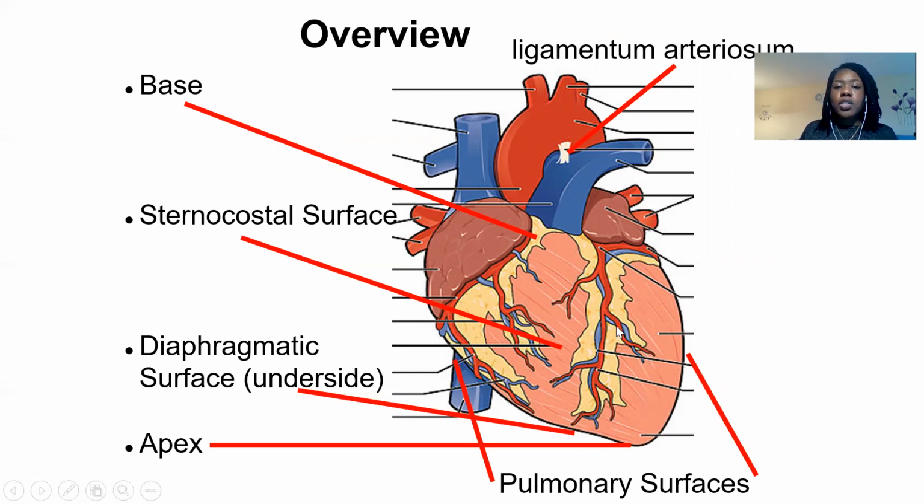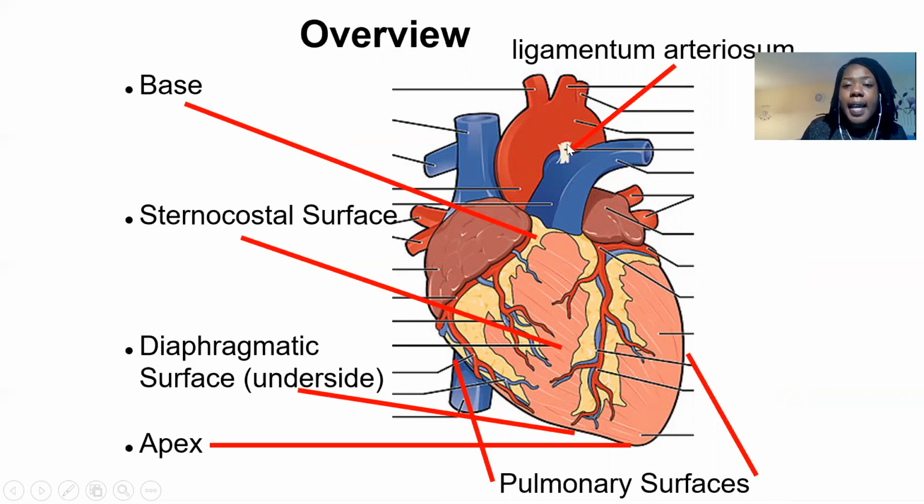The surfaces of the heart are the sternocostal surface. So the anterior-most surface of the heart is called the sternocostal surface. This is the surface that comes in contact with the sternum and parts of the costal cartilage, hence the term sternocostal. We've got the diaphragmatic surface of the heart, which is the surface of the heart that sits on the diaphragm. This is going to be the bottom of the heart, mainly formed by the ventricles, so left and right ventricles. And then we've got the pulmonary surfaces. So the pulmonary surfaces are really the angles of the heart on either side that come in contact with the right and left lungs.